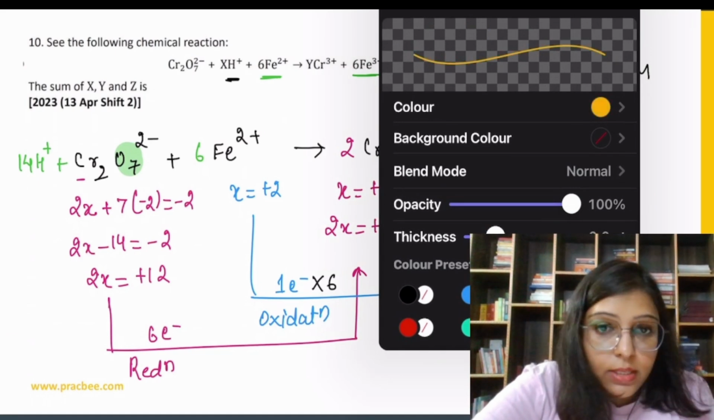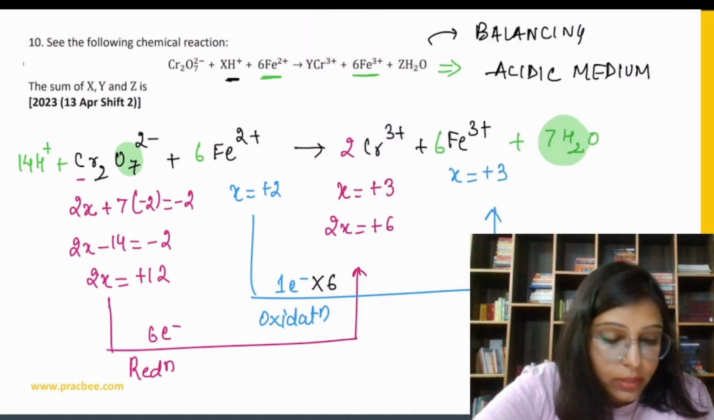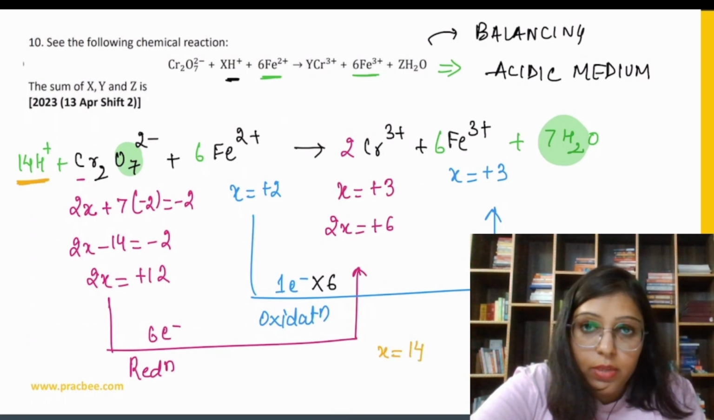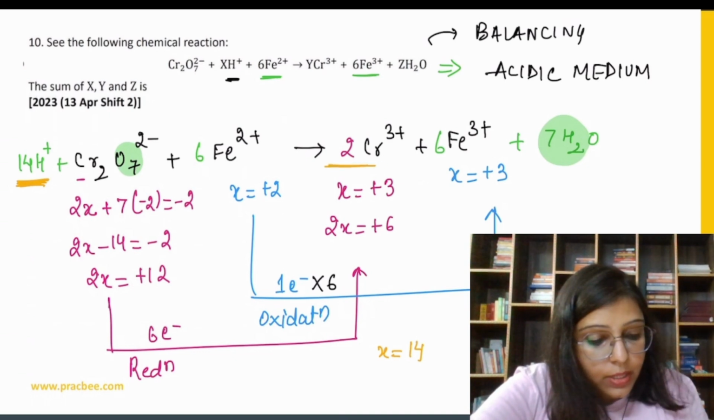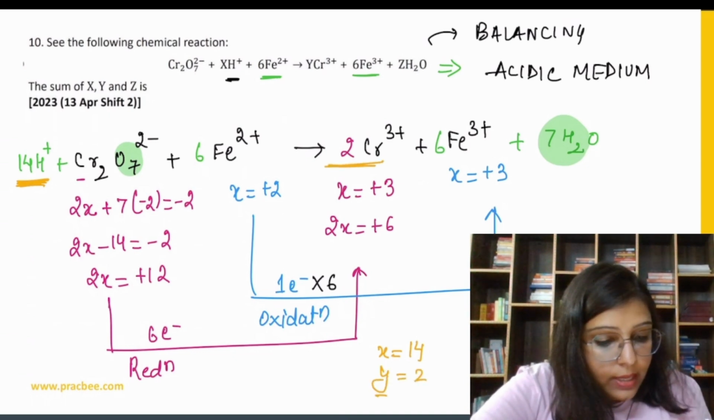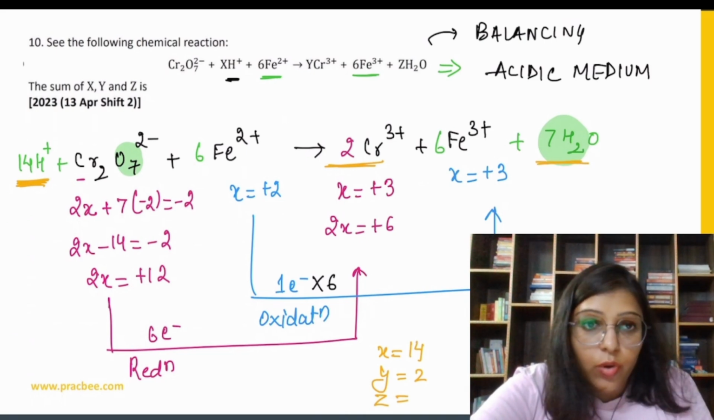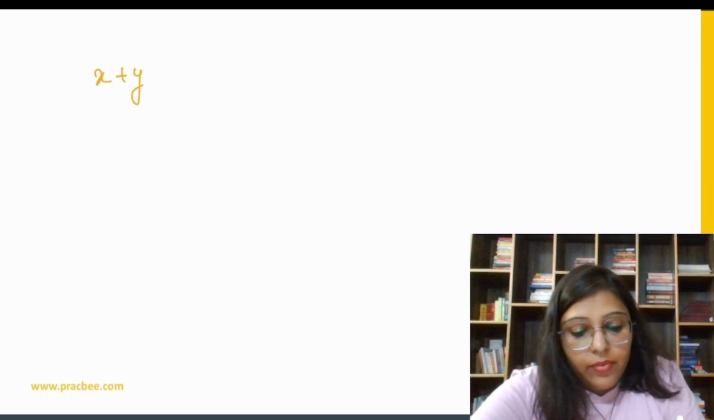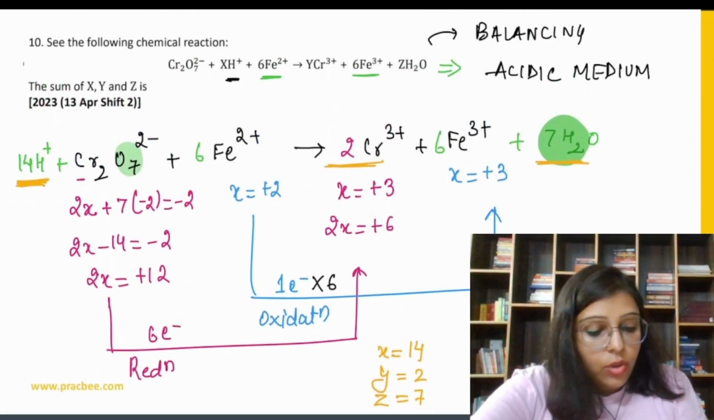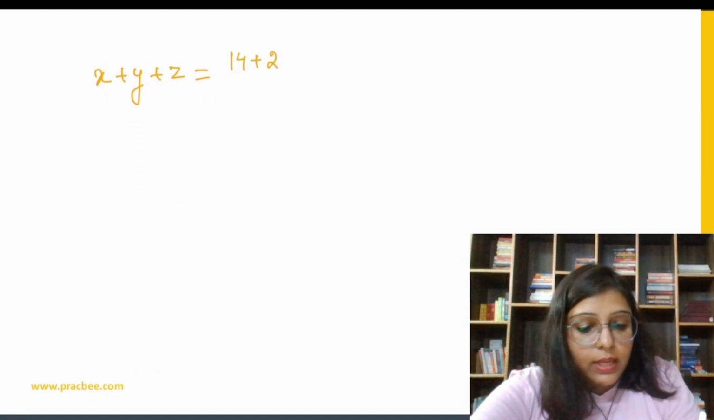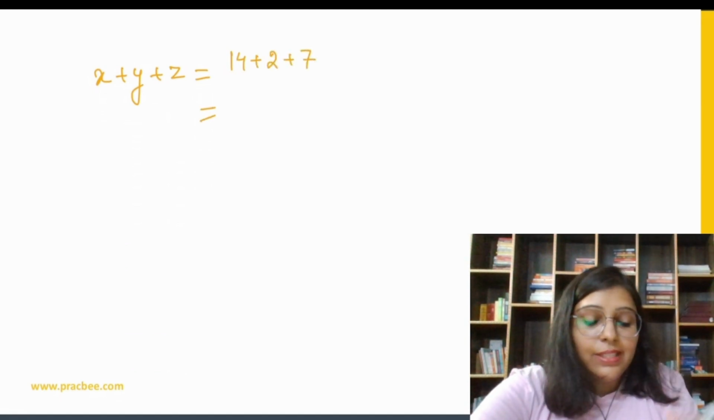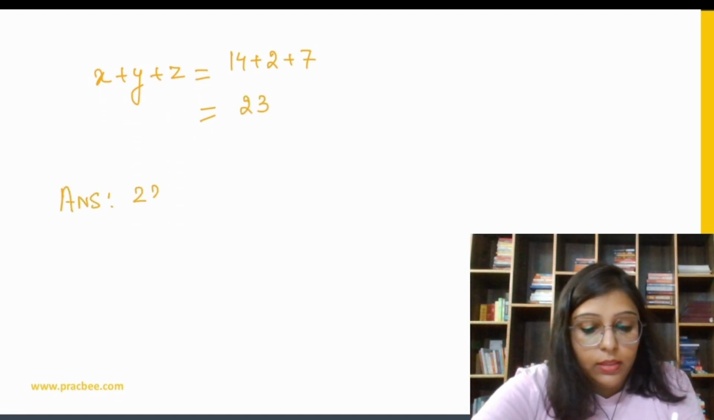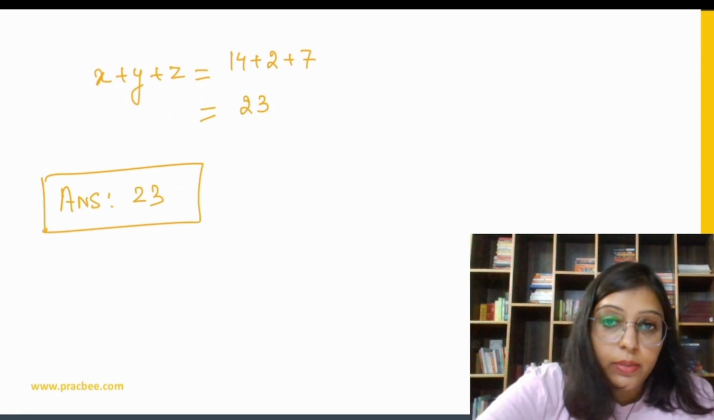Okay, so from this data we can find out that the value of X is 14 because that is the coefficient of H plus. Then Y, Cr3 plus, so Y is 2 and Z is equal to the water coefficient, 7. So let's find out X plus Y plus Z, which is equal to 14 plus 2 plus 7. So 14 plus 7, 21, 21 plus 2, 23. So the answer is 23.